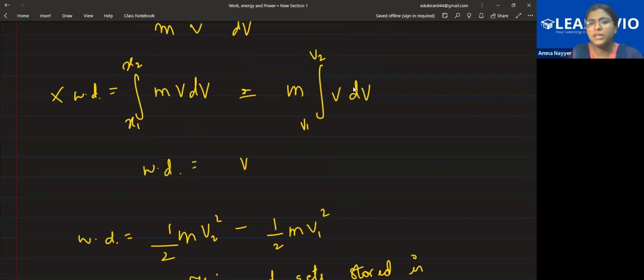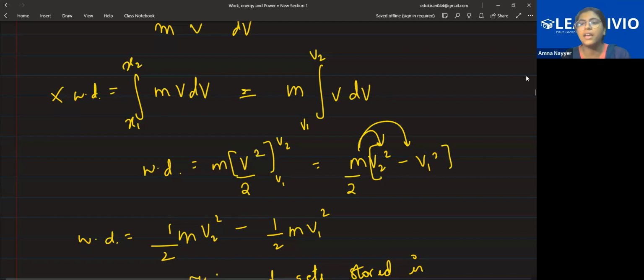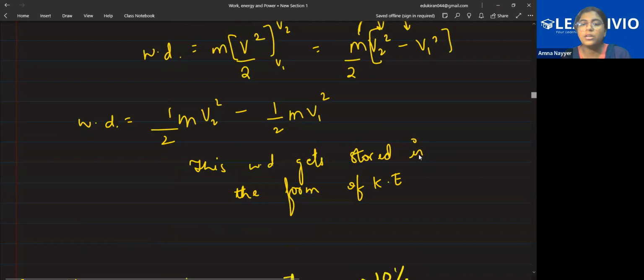Simply, this is v to the power 1, so it becomes v squared divided by 2, from v1 to v2, and this m is already present, right? So this is equal to m by 2 times v2 squared minus v1 squared. Multiply this m by 2 with both, and you get half mv2 squared minus half mv1 squared, right? So this work done gets stored in the form of kinetic energy.